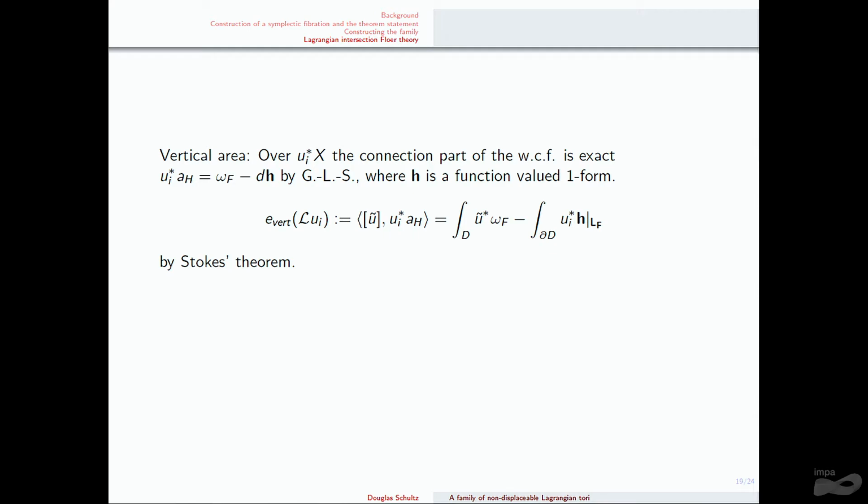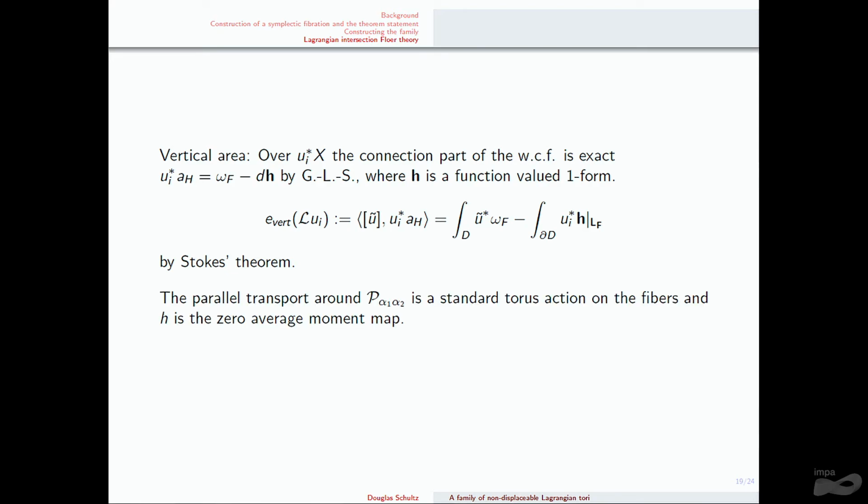Then you can define this vertical area as the integral against the section. U tilde is some section, so let's say we lift U_i, and we're just taking the vertical component. So U tilde is some section of the pullback, and you contract it with the weak coupling form. And then you get this term here, which represents a disk sitting in F with boundary L_F of some class. And you get this holonomy term, which just depends on the boundary by Stokes' theorem.